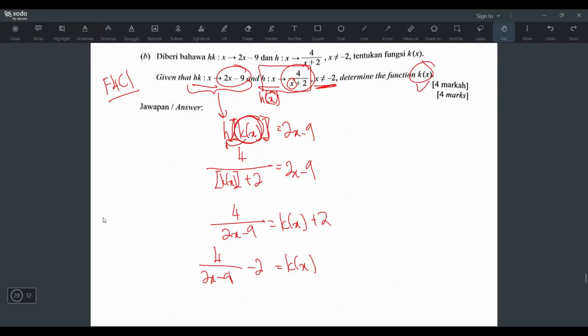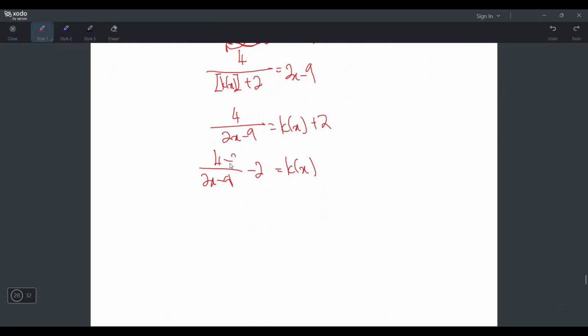Okay. The minus 2 you cannot straight away write like that. This is wrong. If you want to write atas, the minus 2, can. But you have to times with 2x minus 9 first, because you want the denominator to be the same. Because both the two terms have the same denominator, then baru boleh atas tolak atas. So it becomes 4 minus 2, but you have to times with 2x minus 9 first, like that.